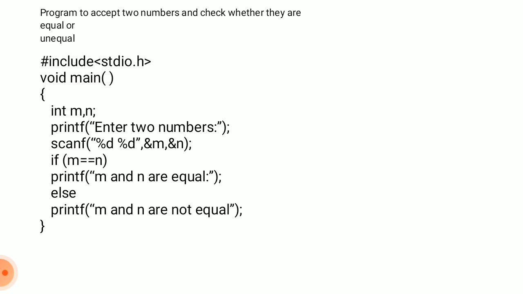Now the condition. In the parentheses you have to give the condition, and after the condition there is no comma, no semicolon, nothing. So if m is equal to n, what are the values of m and n? 3 and 3. Is 3 equal to 3? Yes.